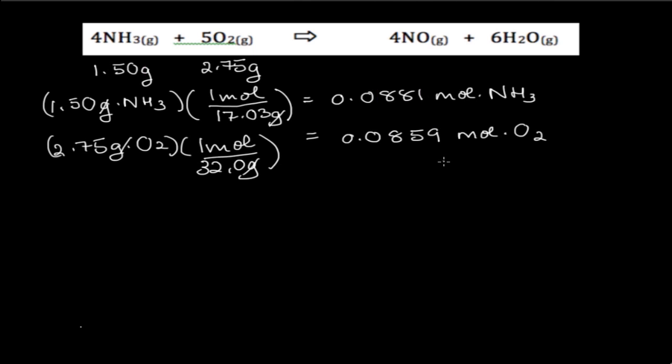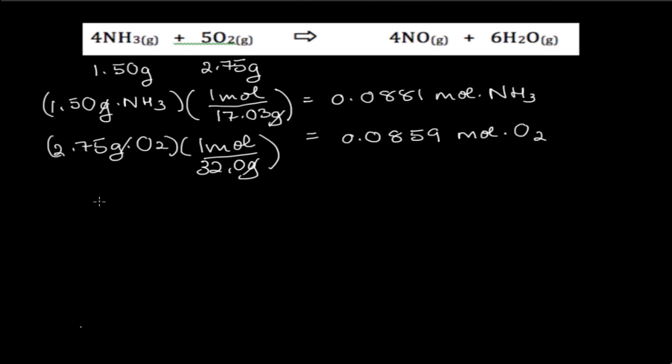Now, we're only just started, because we have to now use those quantities to figure out how much product we're going to get. Now, to choose the product, you have to decide on one of the products. In this case, we've got NO and we've got H2O. It does not matter which of those you focus on. You just try to choose one that is the easiest.